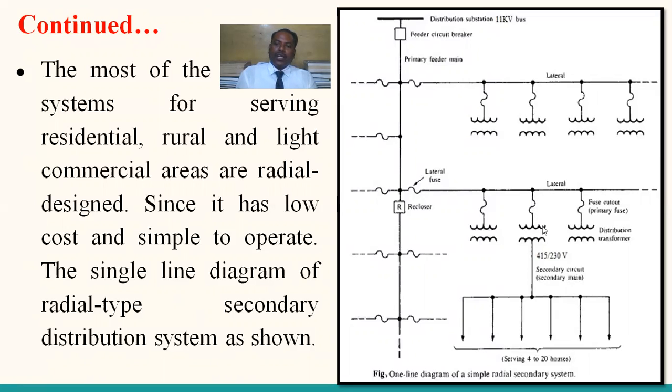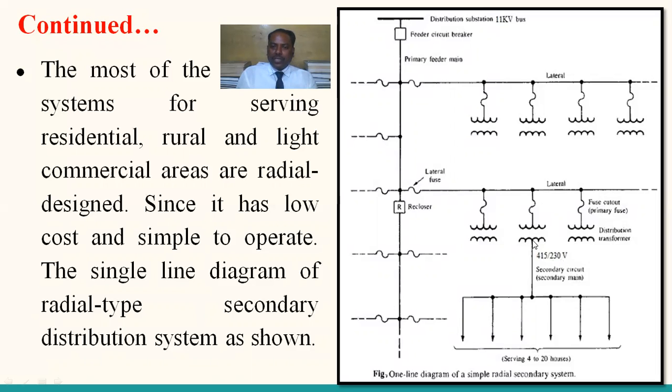The distribution transformer rating is 11 kV by 415 or 230 volts, which is the consumer-friendly voltage, useful for the load appliances. So this is the distribution transformer primary, having a high voltage of 11 kV. From the secondary point of view, the secondary voltage is either 415 volts or 230 volts.